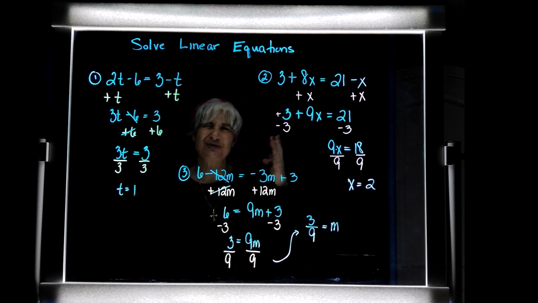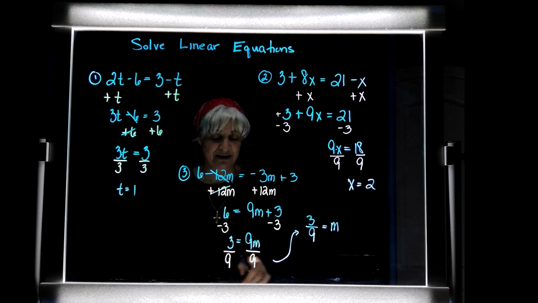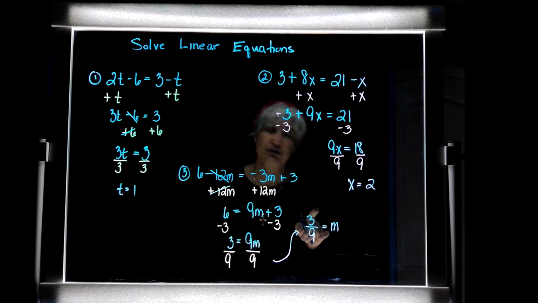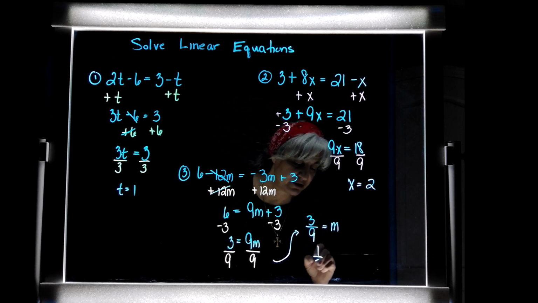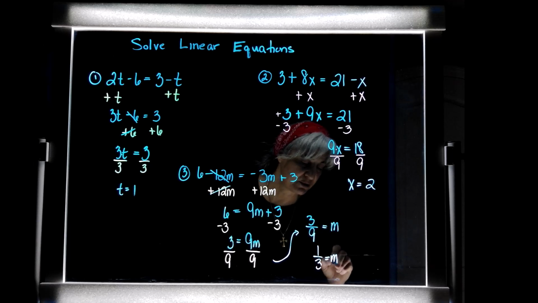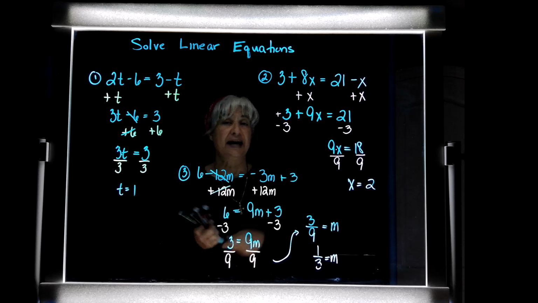The brain likes to turn things around, so we have to be really cautious, which is why my suggestion is to literally write this line that you're dividing by 9. And you know as well as I do, 3 over 9 reduces to 1/3. So 1/3 is equal to m. Good? Lovely. Hang in there.